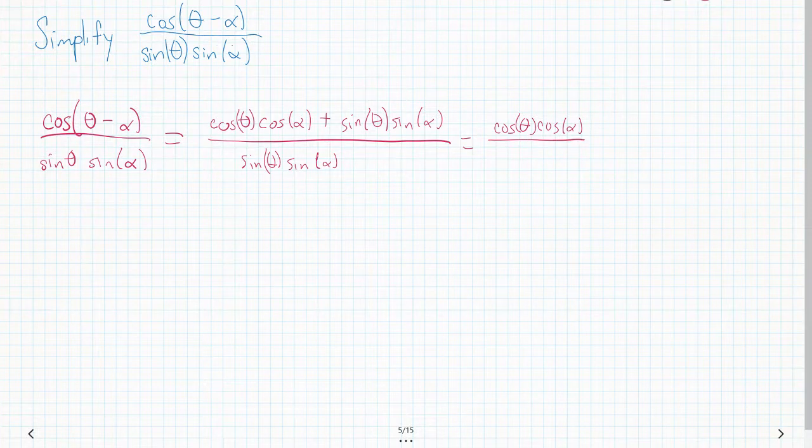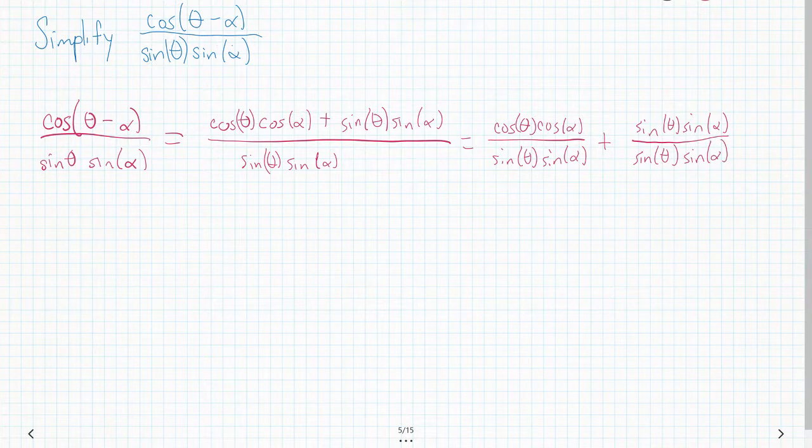all over sine of theta, sine of alpha, plus sine of theta, sine of alpha, and then sine of theta, sine of alpha.